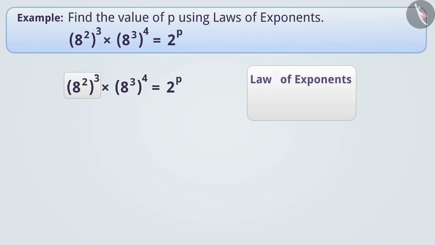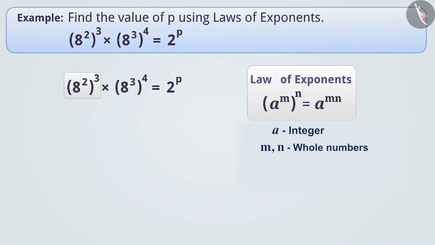We will use (aᵐ)ⁿ, which is equal to aᵐⁿ, where a is an integer and both m and n are whole numbers. Using this law, we can write (8²)³ is equal to 8²ˣ³, which is equal to 8⁶.